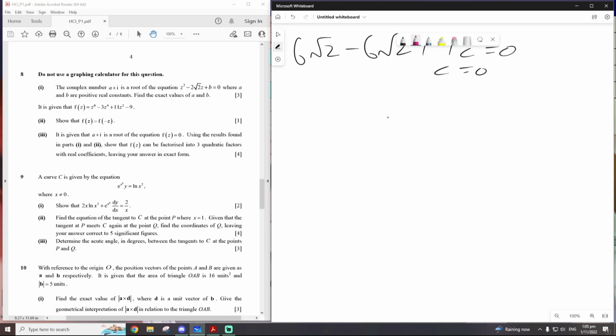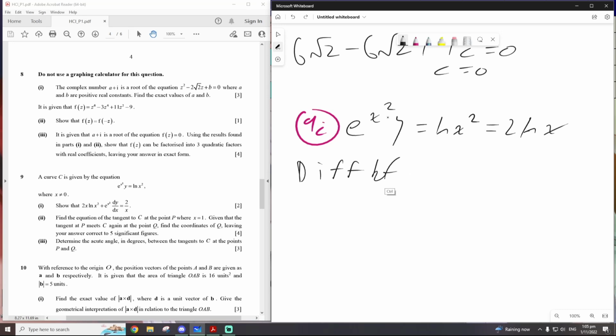Okay, question 9. e power x squared y equals ln x squared. By the way, this is equivalent to 2 ln x. So we will differentiate both sides with respect to x. If I differentiate e power x squared first and keep y, I will get 2xy e power x squared.